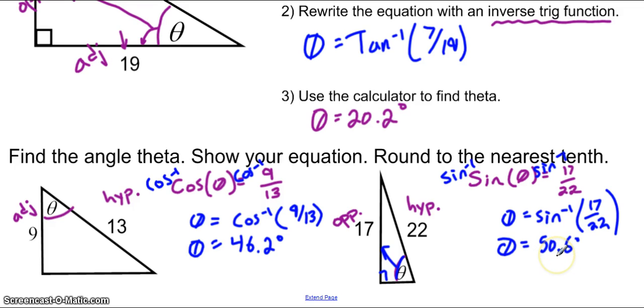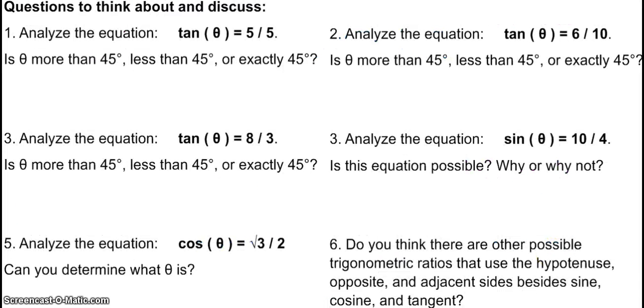In order to gain a better understanding of trigonometry, we're going to take a look at these 6 discussion questions. What I'd like you to do is take a look at these 6 and see if you can answer them, or at least think about them and jot down as much as you can. As a little bit of a hint, the first 5 ask you to analyze an equation, such as tangent of theta equals 5/5 or cosine of theta equals square root of 3/2.